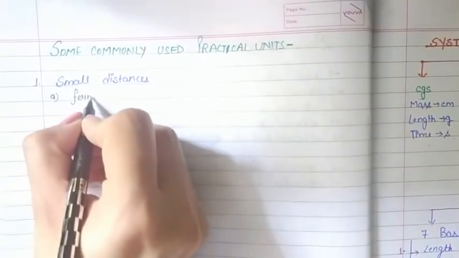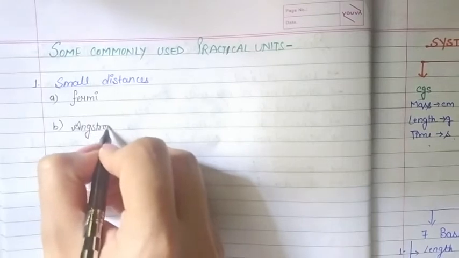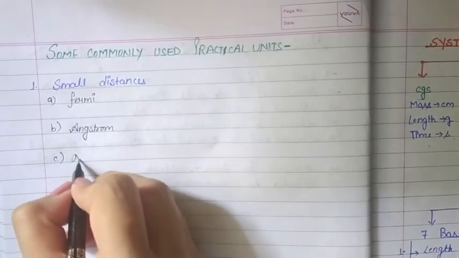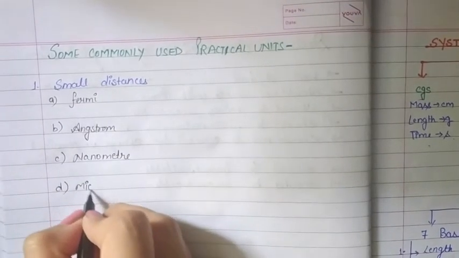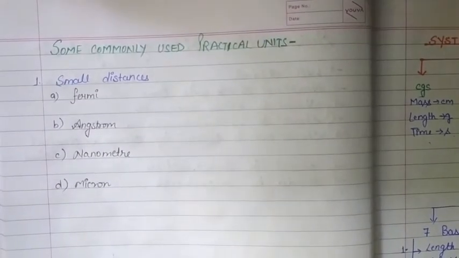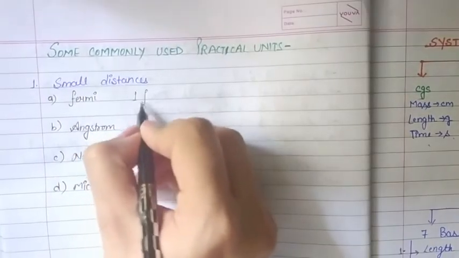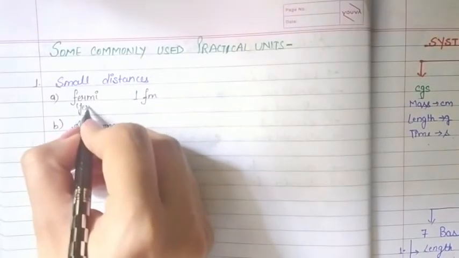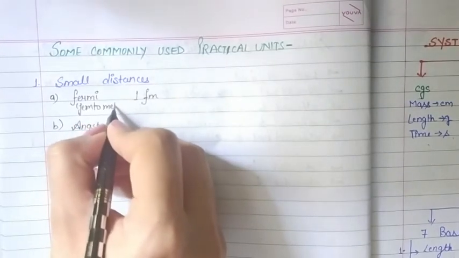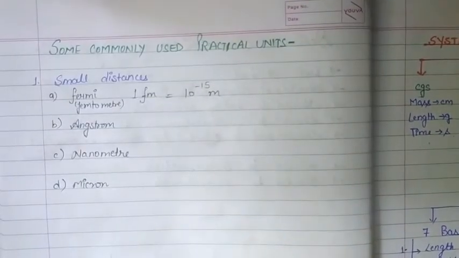First is Fermi, then angstrom, after that nanometer and micron. So these are the 4 main units that we use generally to measure small distances. Let's see what are their values in terms of SI system or how they are related to their SI units. So 1 Fermi, we write it as FM. Sometimes we also call it femtometer. Now 1 Fermi is equal to 10 to the power minus 15 meter. This is how it is connected with the SI system.